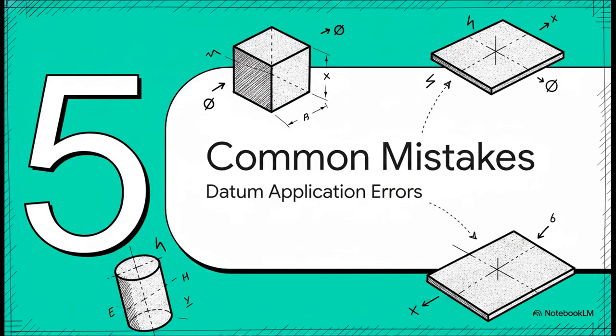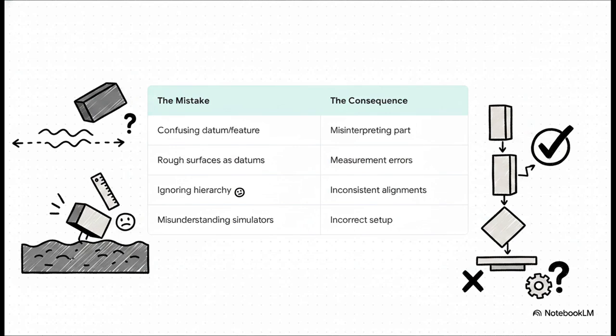Which leads us perfectly into Section 5, Common Datum Application Mistakes. Getting this wrong has some pretty severe consequences. The first major pitfall is what we hammered home earlier, confusing the theoretical datum with the physical feature. But look at that second one, treating a rough, non-machined surface as a primary datum. If your primary reference is a bumpy, as-cast surface, your part is just going to rock back and forth on the granite plate. That physical instability will instantly propagate measurement errors through every single other dimension on your drawing.